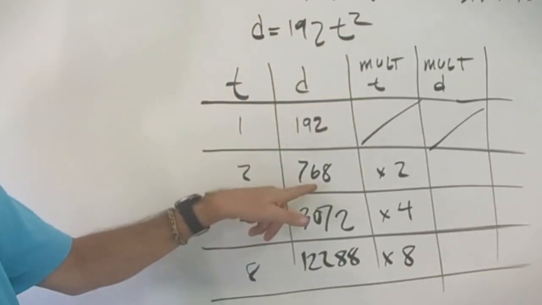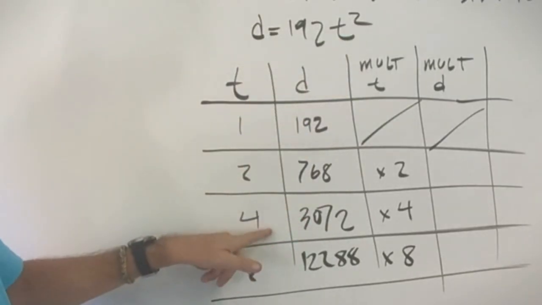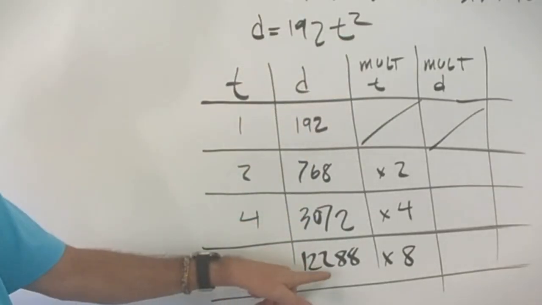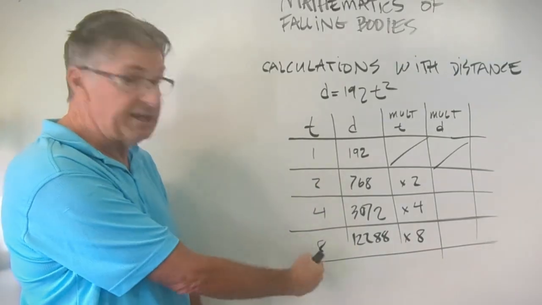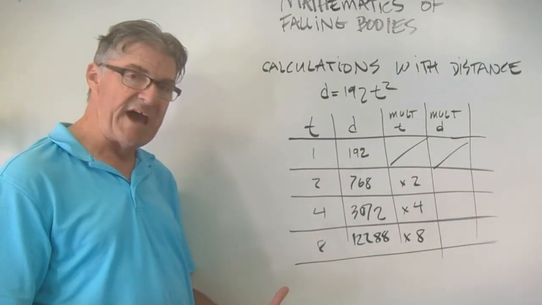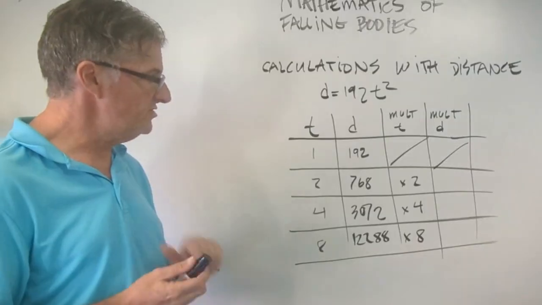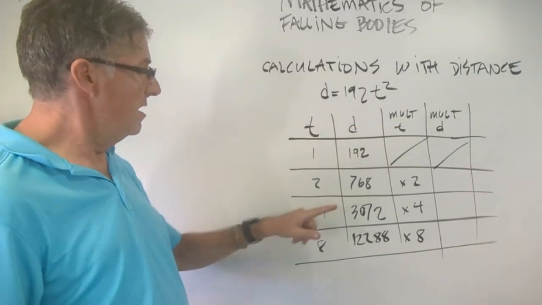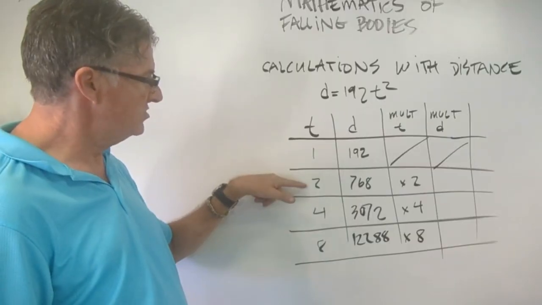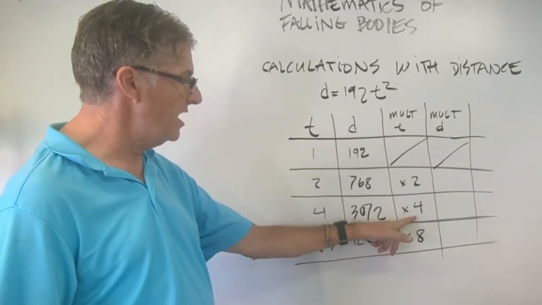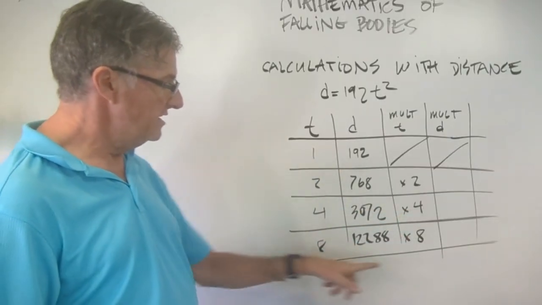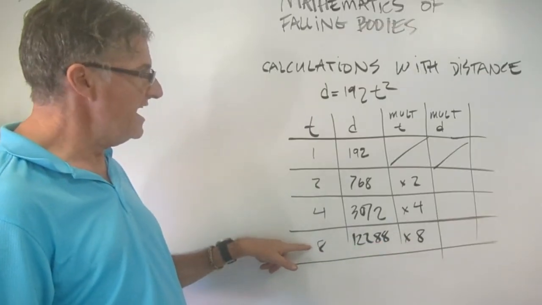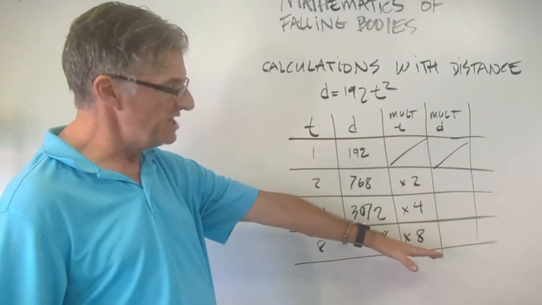After 2 seconds, it's fallen 768 inches. 4 seconds here, and then 8 seconds here. And you can see I'm just doubling as I go because that makes the pattern super obvious. Now check this out. What I've done is I've multiplied my time by 2 here. 1 times 2 gives me 2. Here I've multiplied my time by 4. And here I've multiplied my time by 8. So these are my multipliers for time.